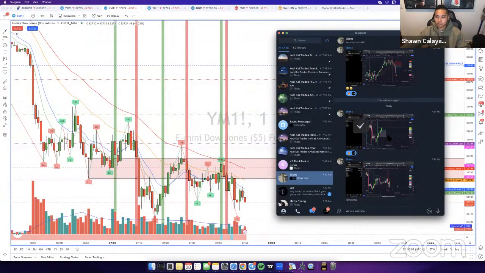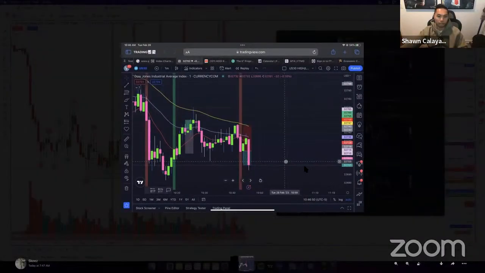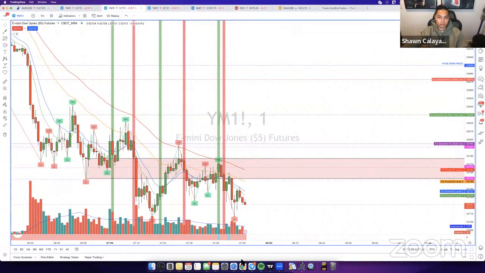So the first trade that Vincent took over here was this push to the upside. And then he caught this right back down right here with this momentum scalp. Yeah, no, it looks solid. Let's see if there's anything else here that I'm missing.